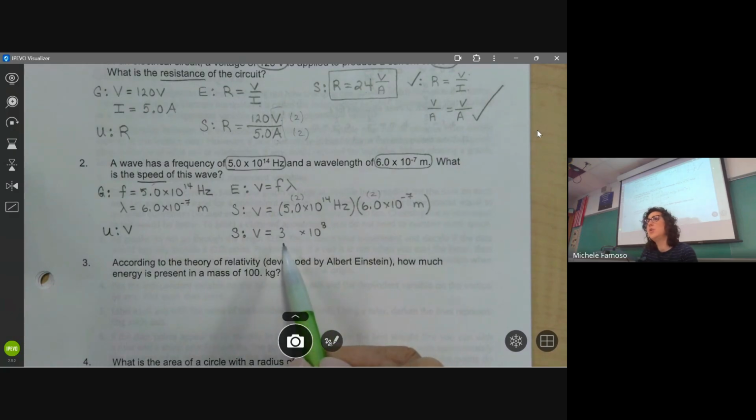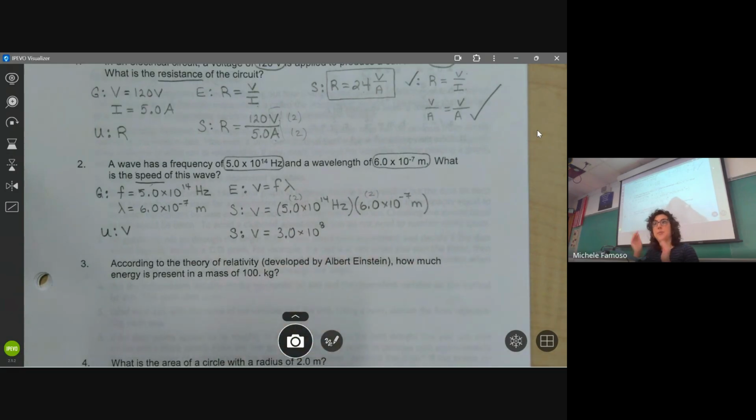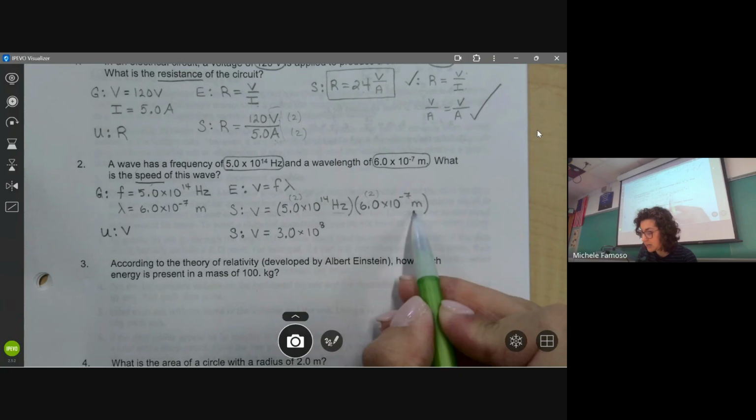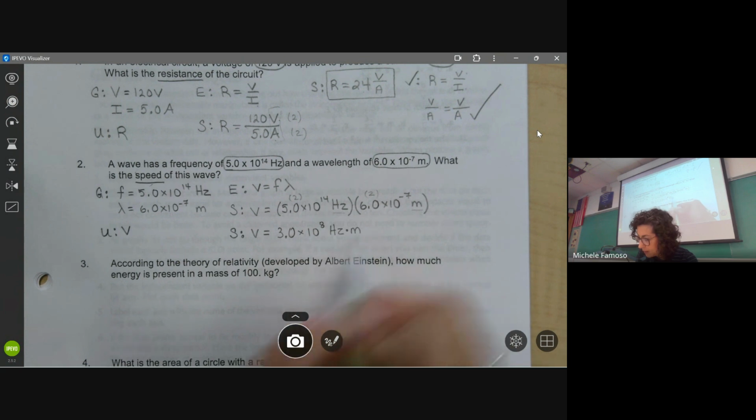That only has 1. How do I write it so it has 2 sig figs? Do you think you know there, Blake? Yep, 3.0. So now I have the proper sig figs on the answer. That's good. And now the units. We're just going to keep what we had. This times that. So an Hz times an m.